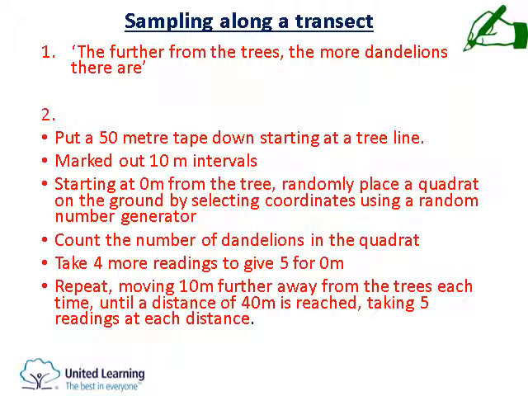So there's your answers to sampling along the transect line. So the further away from the trees, the more dandelions there are. And you should have written a method down as well. If there's any points that you missed, please add them.